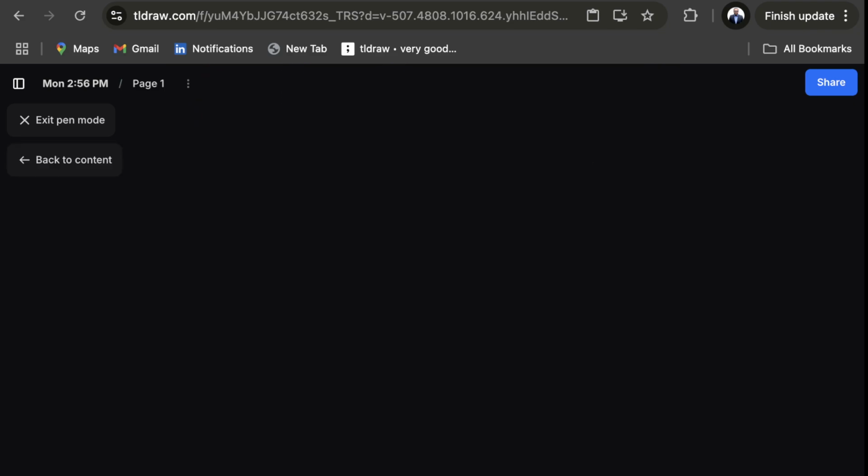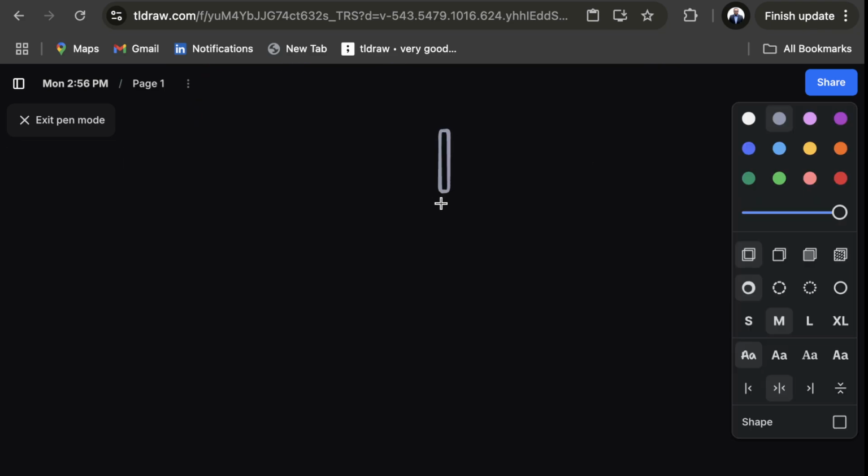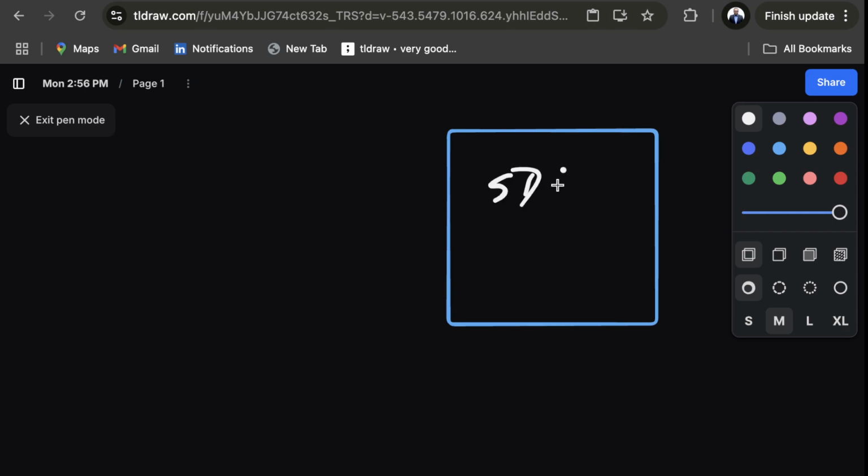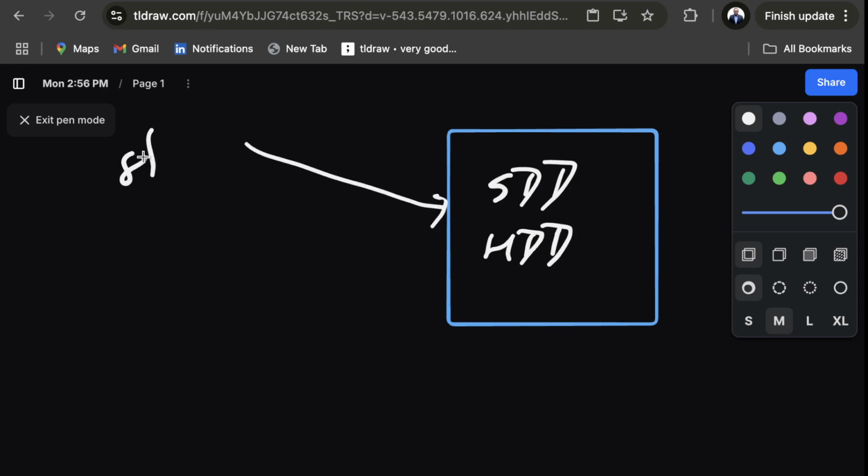Let's say this is the hardware. Now this can be anything. It can be an SSD, an HDD, whatever type of disk you have. This could be an SSD, a solid state device. This is where you are going to store data, right?